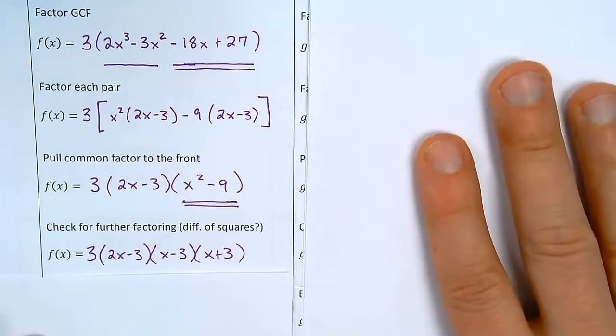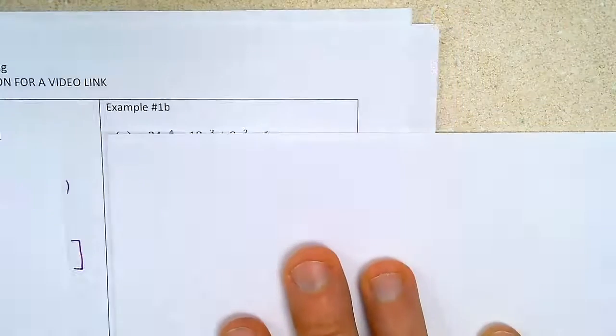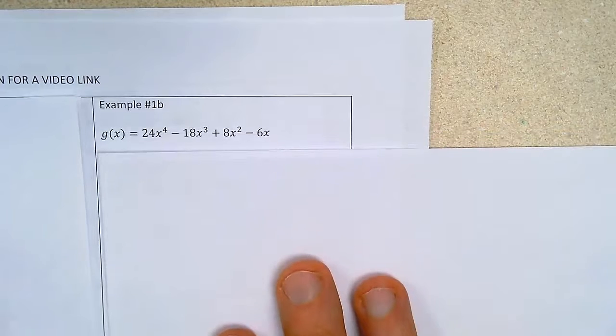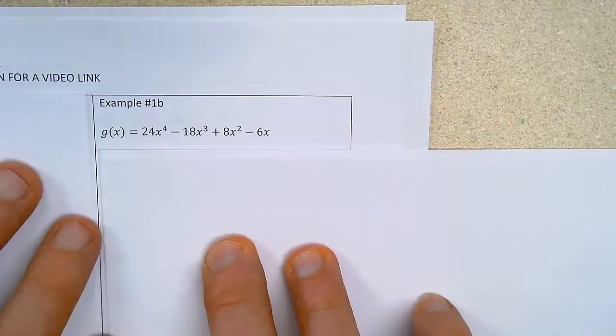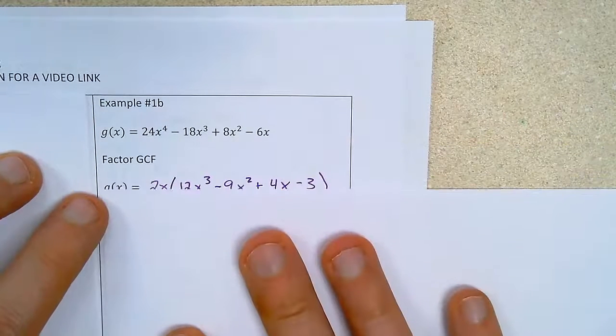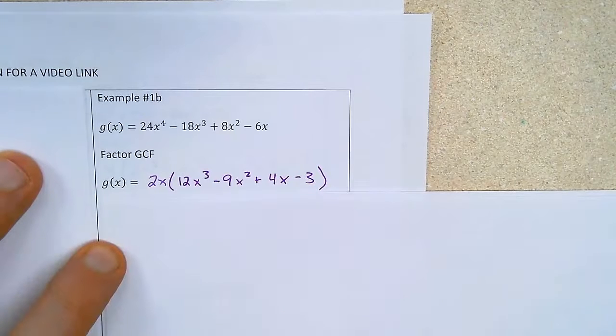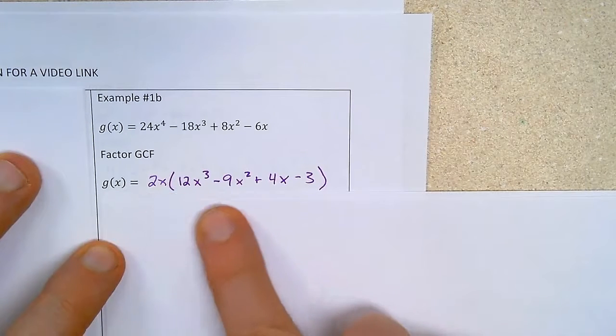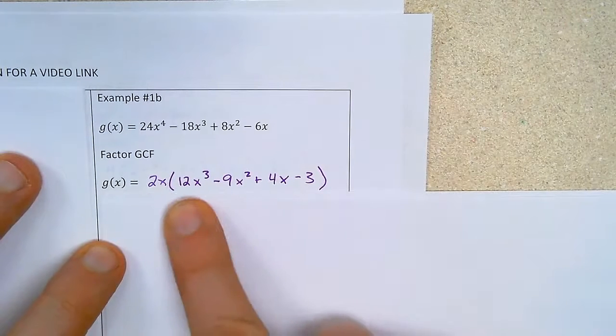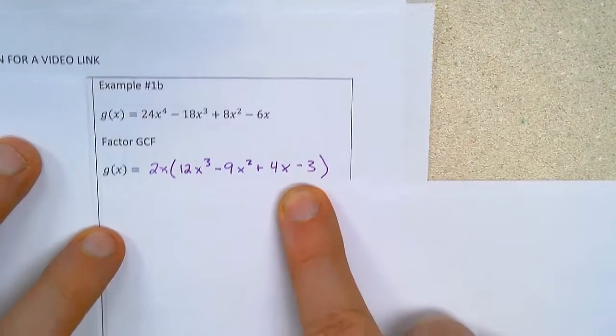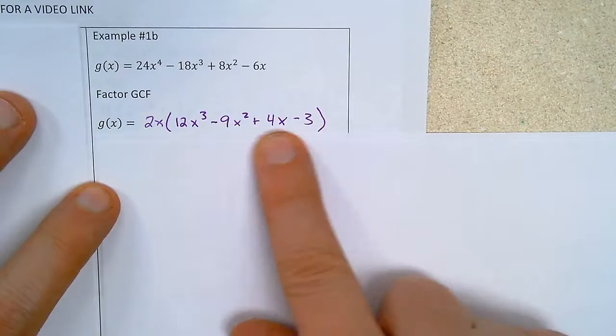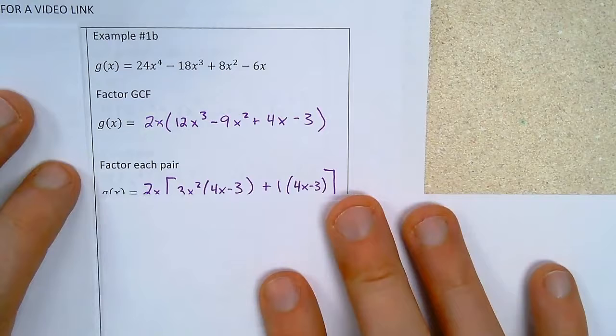Let's look at example 1b. Okay, 1b, start off, ask yourself common factor. They all have a multiple of 2x, so we're going to pull a 2x out, leaving us with a four-term polynomial, and then we're going to try to factor by grouping on those four terms.